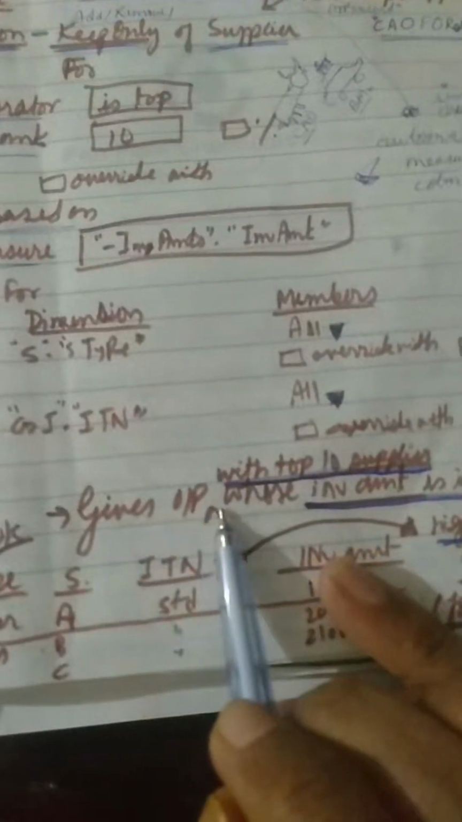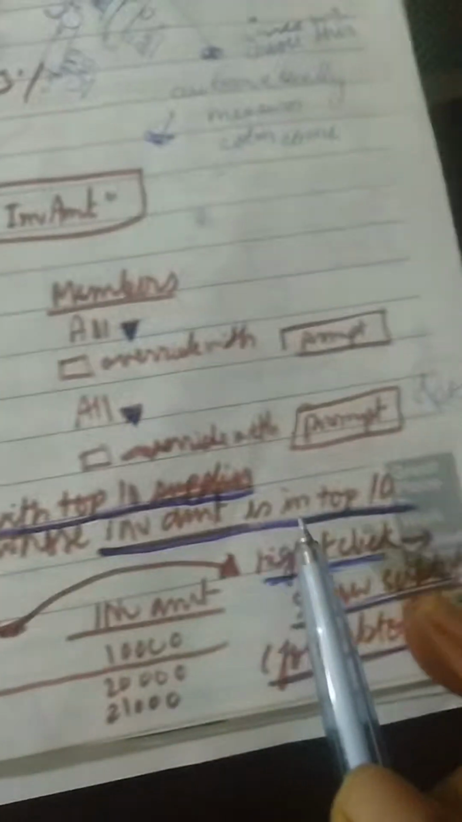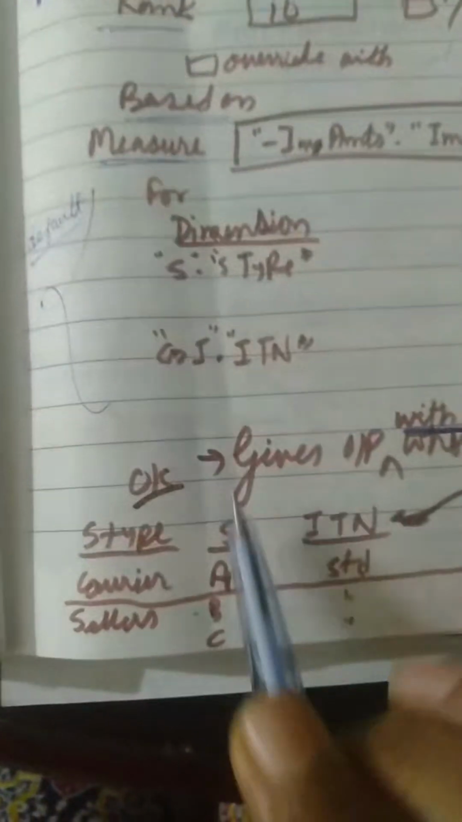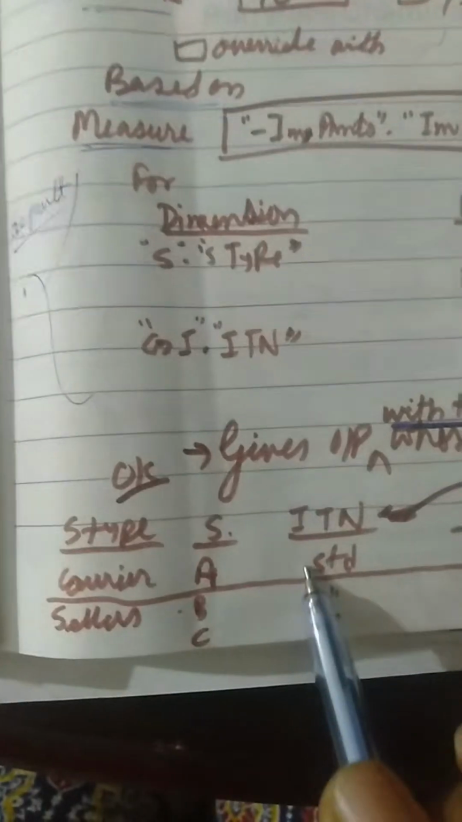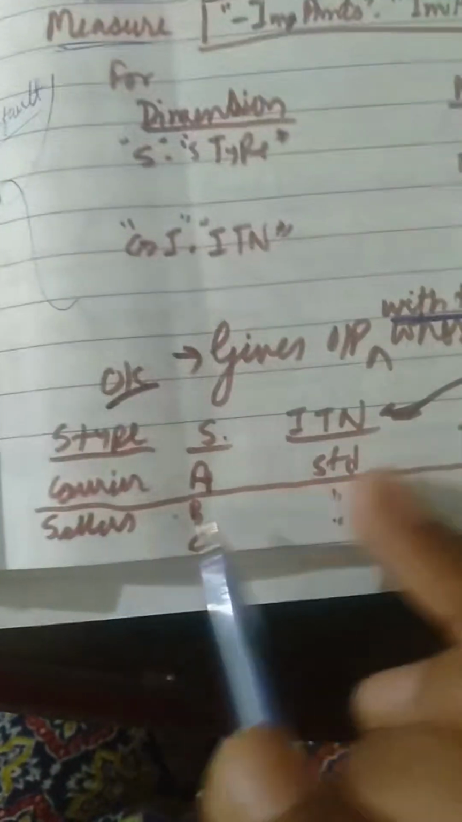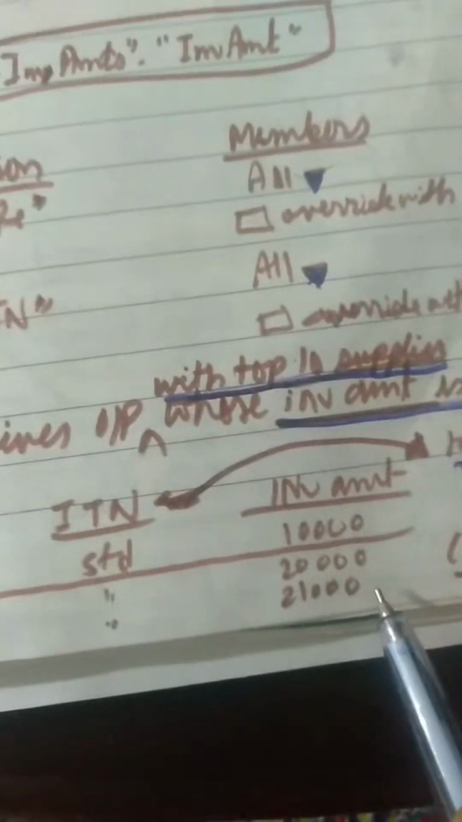Now this gives the output with top 10 supplier names whose invoice amount is in the top 10. Let's say for courier, for supplier type and the supplier standard value, this is 1000. For sellers supplier type, you have all the top 10 values here, and this is how it goes.